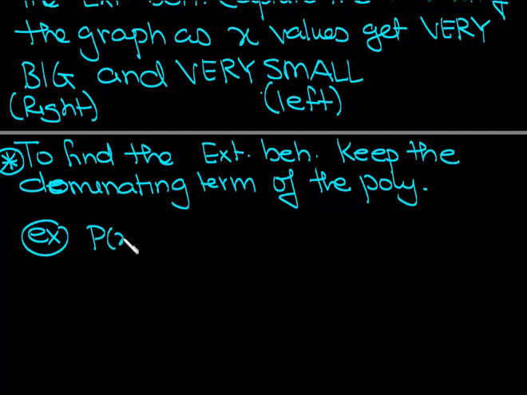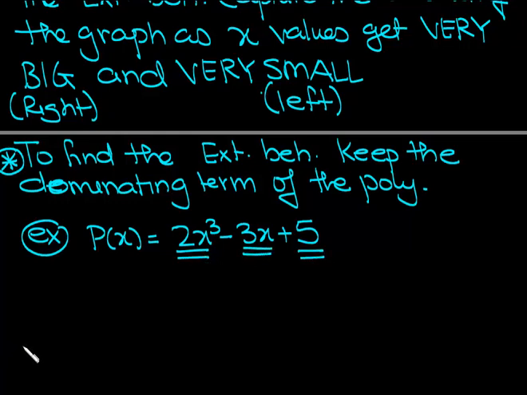Let's say I have p of x is equal to 2x cubed minus 3x plus 5. Now just imagine x is the biggest number in your head. If you take and replace x with that big number, which of these three terms is going to have the largest impact on the behavior of the graph of the polynomial? Which of those three terms is going to dominate? Well, even if you think about 100 itself, let's take 100 itself. 3 times 100 is just 300, 5 is just 5.